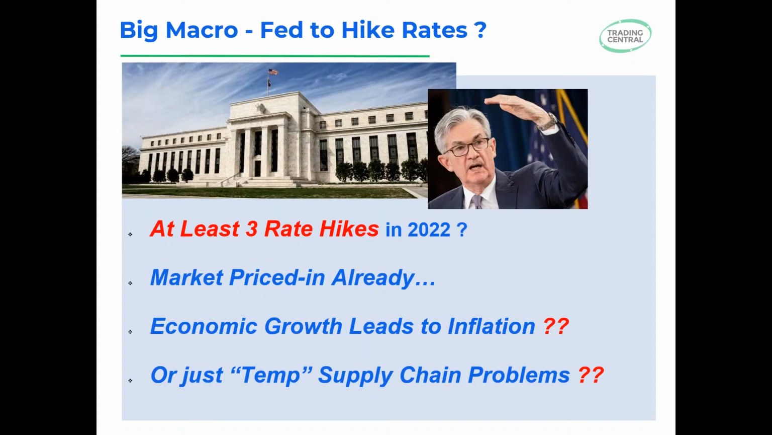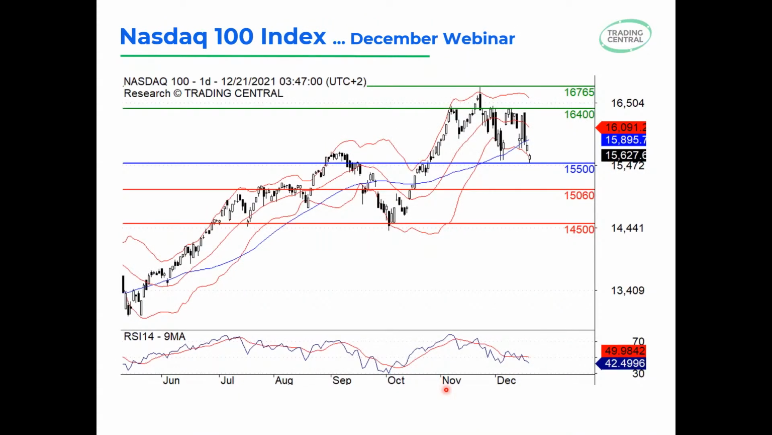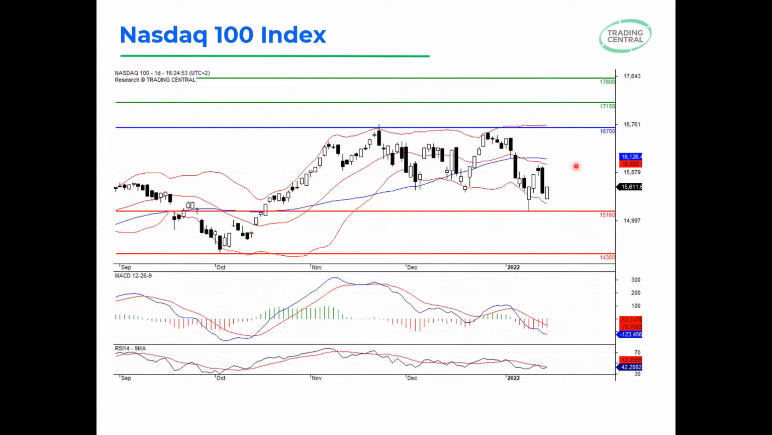Okay, let's see. Now we get into some TA, technical analysis on index and stocks. Okay, maybe you will like it. Tech stock, Nasdaq 100 index. This chart I showed you in the last webinar back in December. At that time, I said we are in correction this way, and I set the key support at 15,500. Okay, if it breaks below this level, I will turn a little bit cautious, bearish for the moment. Okay, now look at this. I have turned already.